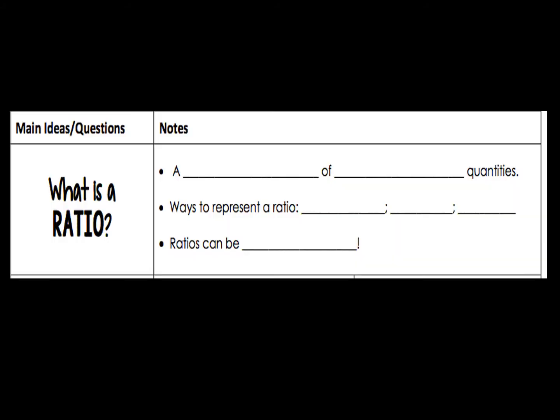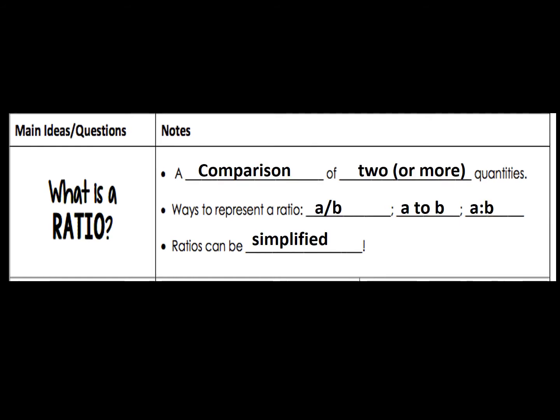In Unit 6, we will be studying similar triangles. We're going to start with talking about what is a ratio. Well, a ratio is a comparison of two or more quantities. Ways to represent a ratio will be A to B or A over B.